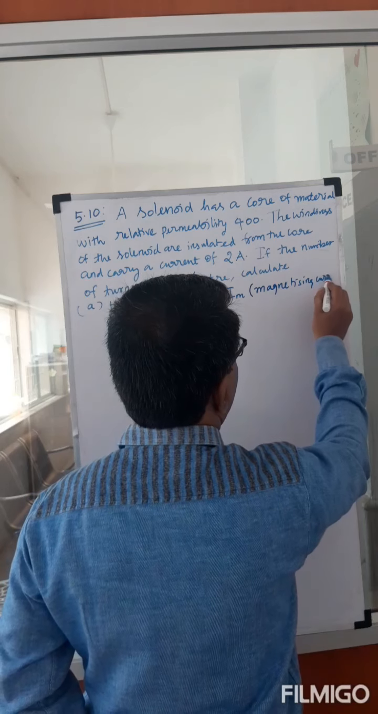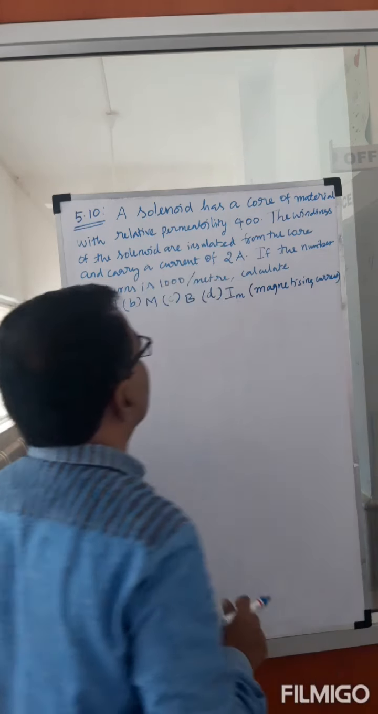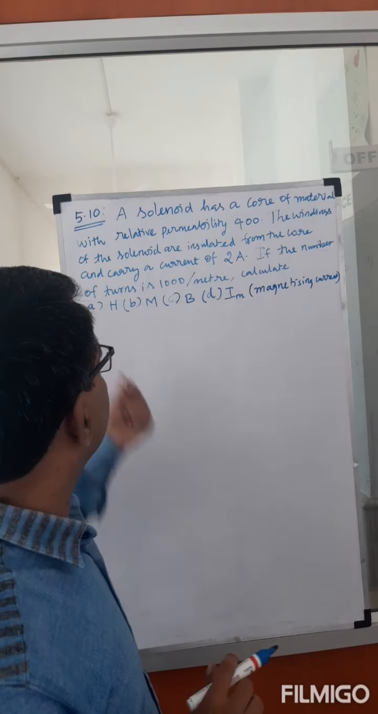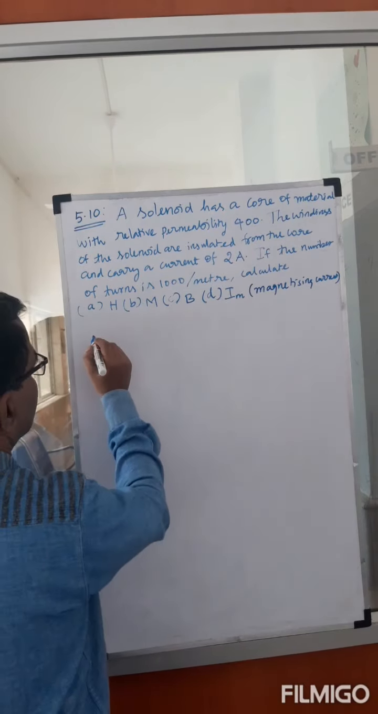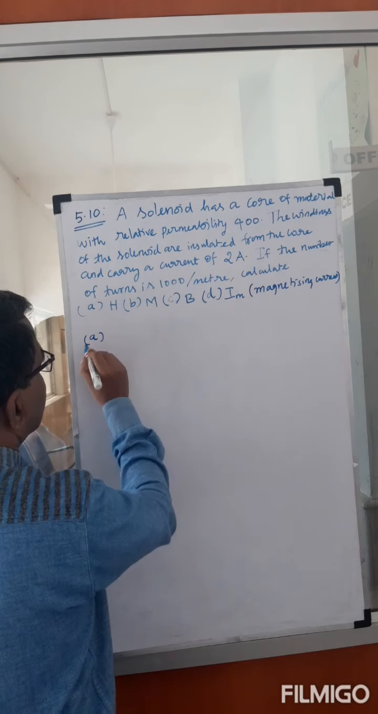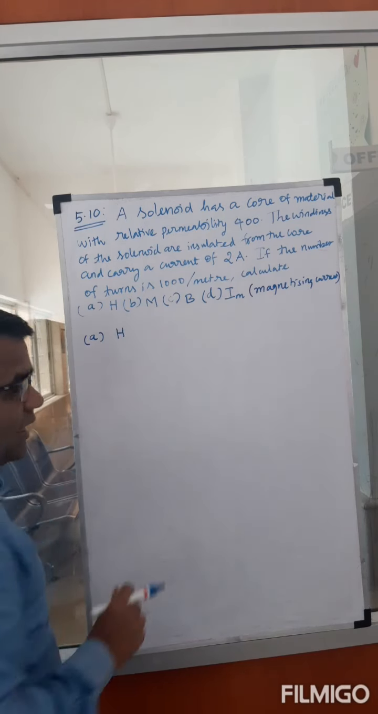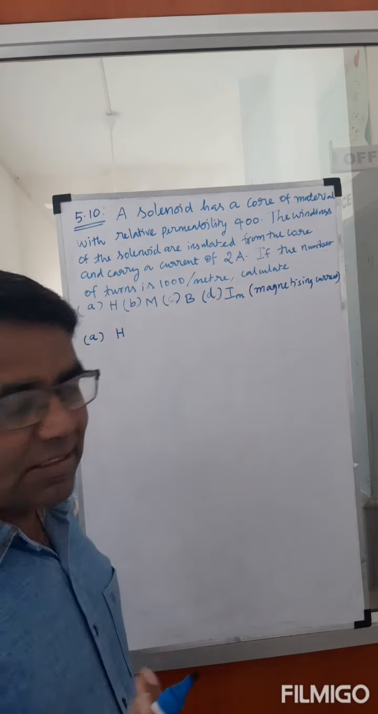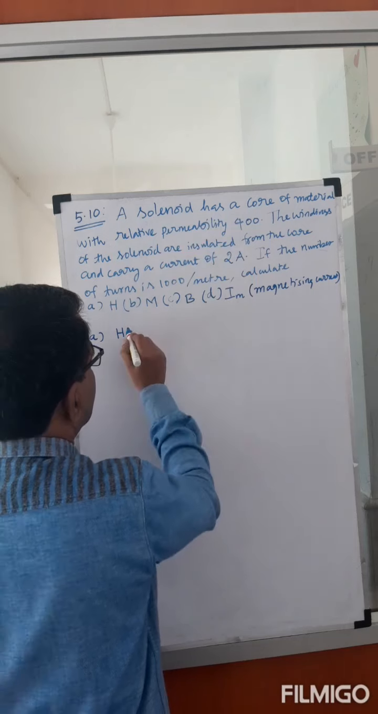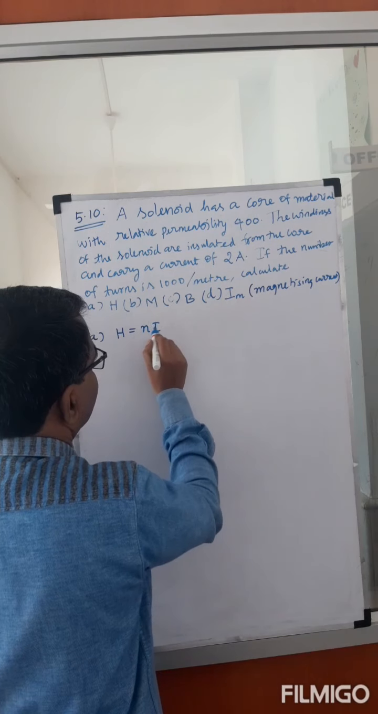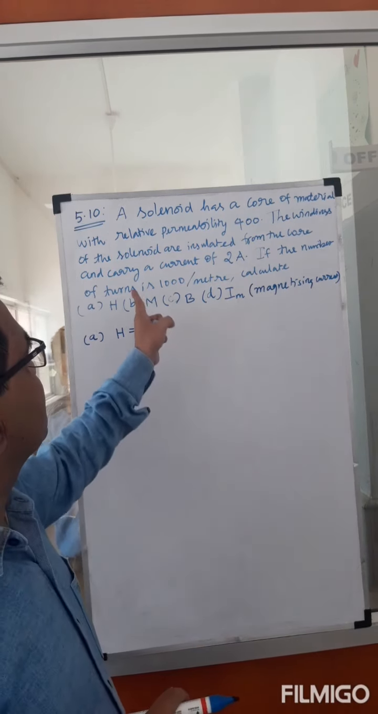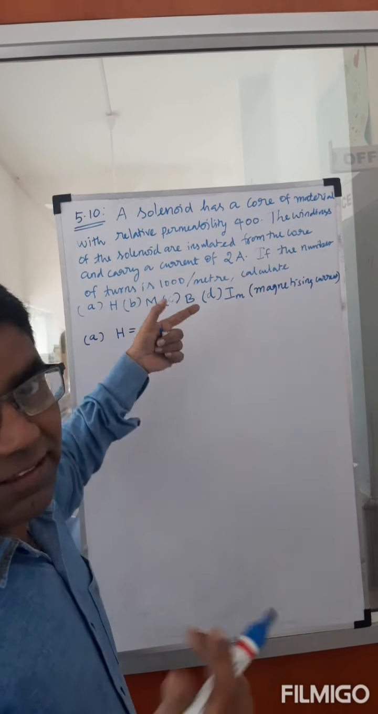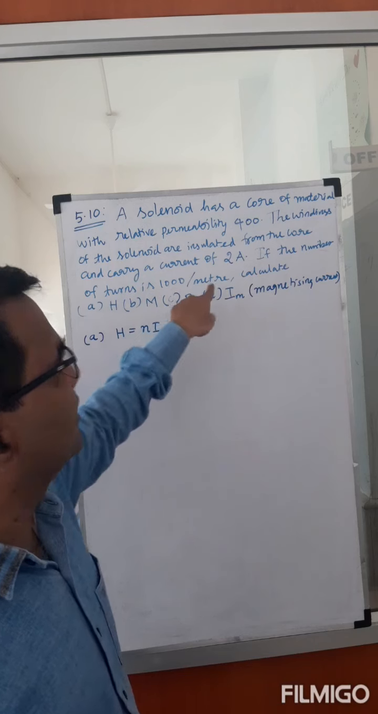Magnetizing current. Okay, we'll do it one by one. Let me take the first one, A. I need to find H, the magnetic field intensity. This we know is given by the expression for the solenoid, N into I. Okay, N in this case is number of turns per meter. So it's already given in the problem, which is 1000 turns per meter.